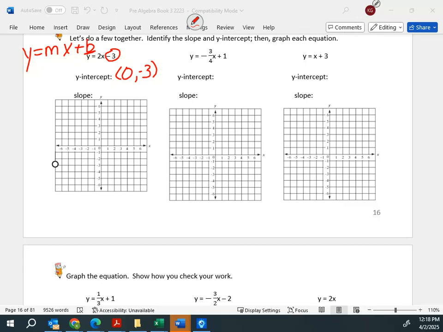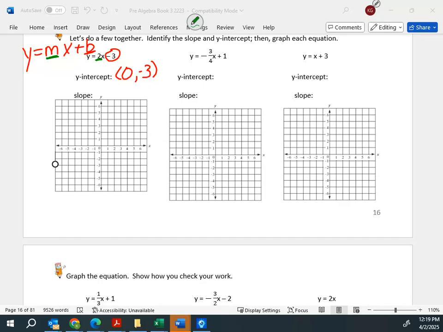What's our slope? Which letter tells us our slope, Robbie? Nope. Look back at what we just wrote up top. Which letter's the slope, Hadley? M. The M. So our M comes before the X. I have a 2 there. So remember with our slopes, we have rise over run.